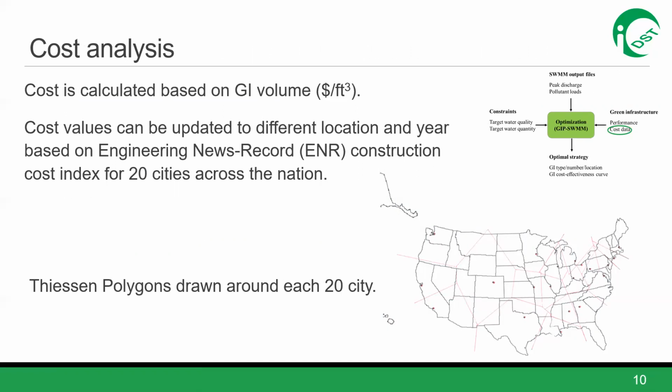The core of GIP-SWMM is an optimization procedure that integrates flow and pollutant loads from a SWMM model, uses the target water quality and quantity as constraints, and takes a set of green infrastructures with their performance and costs, and finally selects the efficient combination and distribution of GIs over the watershed.